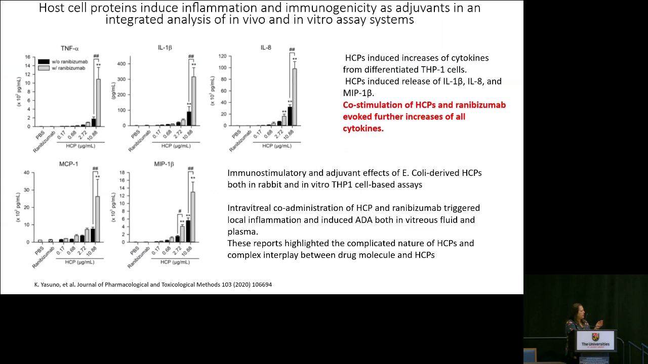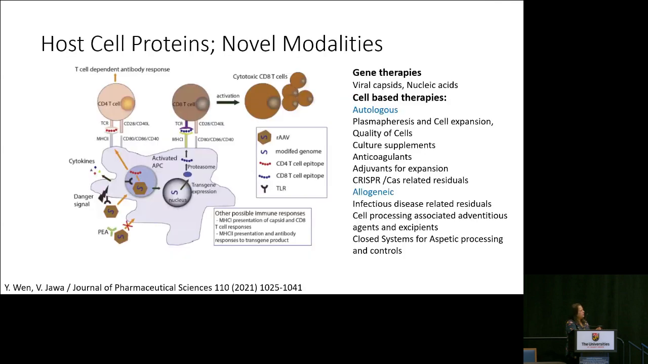So this is another example. I won't go into it here because this is showing that some of the rabbit data can also be very correlative to what you would see in clinic. I want to point out the rabbit intravitreal co-administration of some host cell proteins with ranibizumab. It triggered local inflammation, and this was something which was also observed in the clinic. So again, for innate responses, there is an ability to understand some of these risks due to host cell proteins up front.